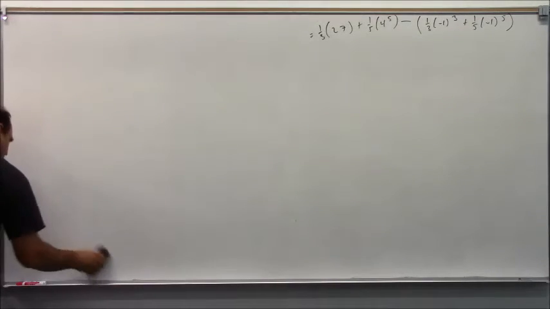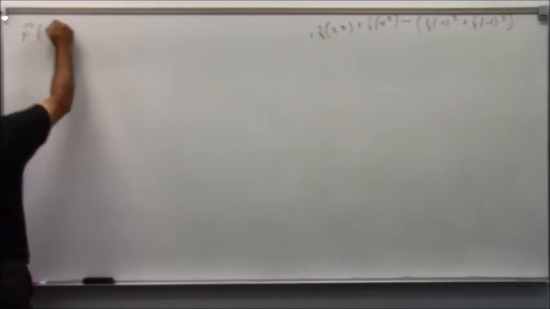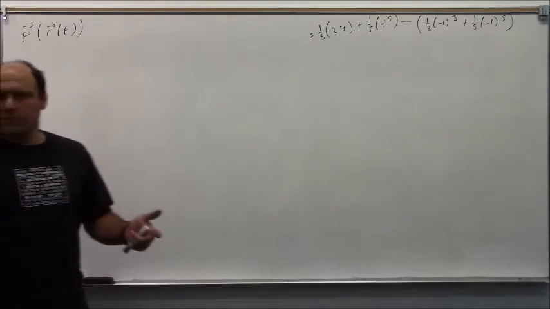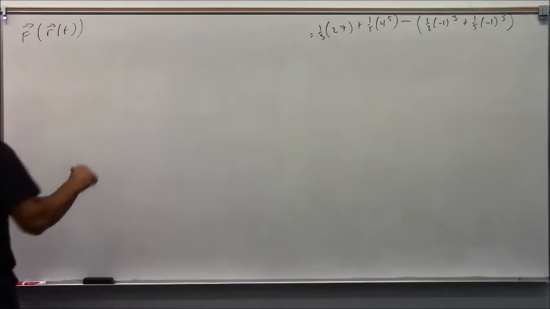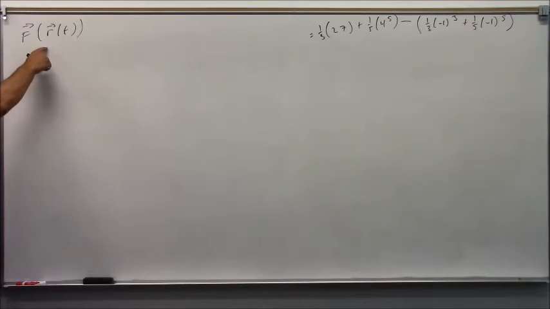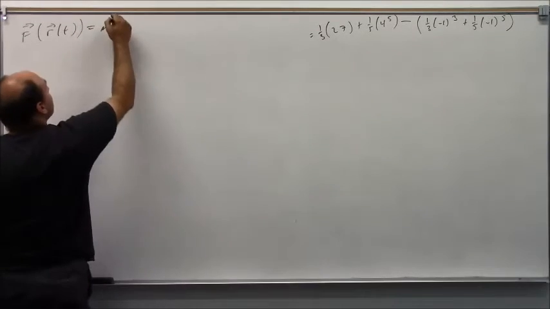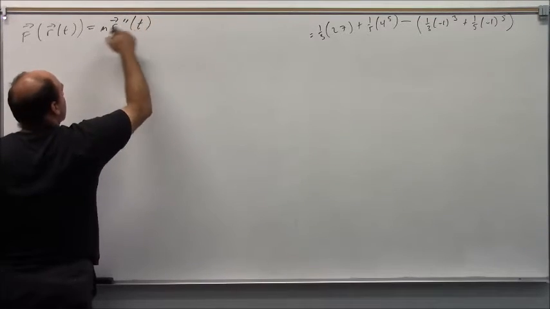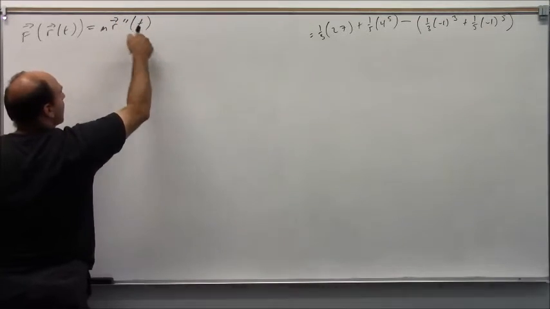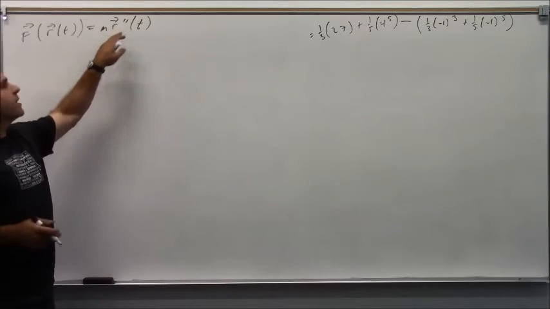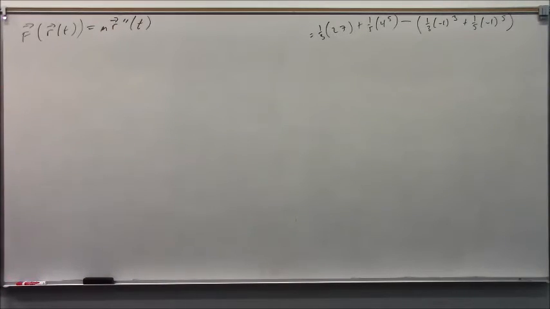Now, here's why. Let's think about our vector field F of r of t. So I'm looking at the vector field over some curve parameterized by r of t. And let's just say that this is m r double prime of t. So this is F equals ma. So we're talking about a force, and r double prime is acceleration, m is mass. So this is Newton's second law.